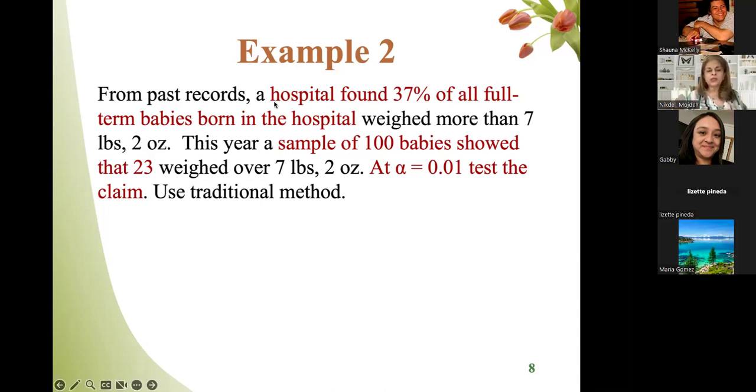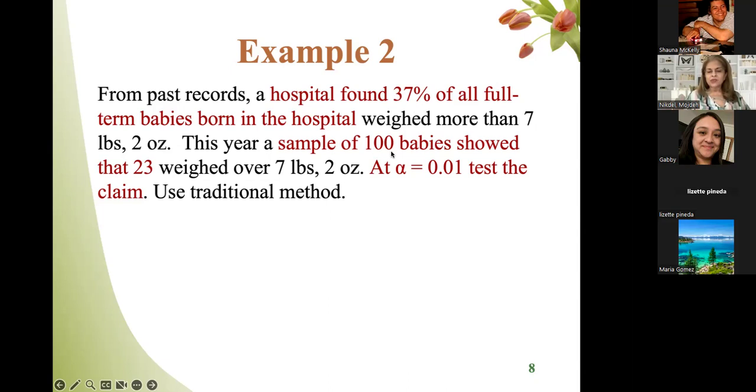And in this case, the claim is that P equals 0.37. The 7 pound and 2 ounces is just some information about the weight of the babies. So don't mix this up and say the claim is, let's say, P larger than 7 pound 2 ounces. No, 7 pound and 2 ounces is just related to the weight of the kids. But here the parameter is proportion, so P is equal to 0.37.